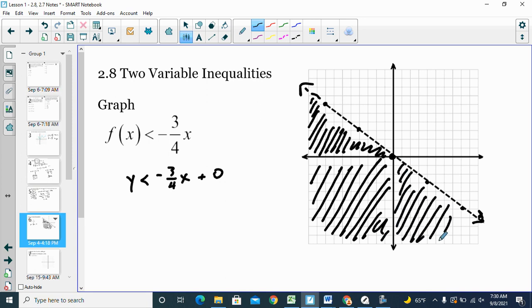The other way you could do it is to pick a test point, any point that's not on the line. Usually 0, 0 is the easiest point to pick, but it's on the line this time. I'm going to pick 4, 0. So I'm plugging 4 in for x and 0 in for y. I get 0 is less than negative 3, which is false. And because it's false, I don't want to shade in the point I chose. I shade in the other side. So that is 2.8.